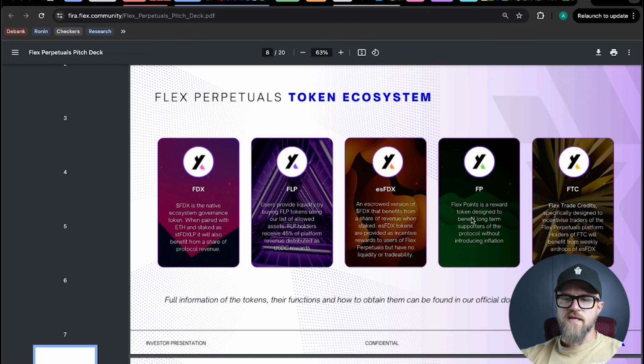And then there's FP, which is Flex Points, a reward token designed to benefit long-term supporters of the protocol. I'm not sure how they're going to distribute that. Maybe more information will come out in the future on that. And then the FTC is actually Flex Trade Credits, which benefits the traders, which I like. This is a new thing that I haven't seen at GMX, guys. Perhaps they have it at HMX, but FTC sounds like a great reward system for high activity traders.